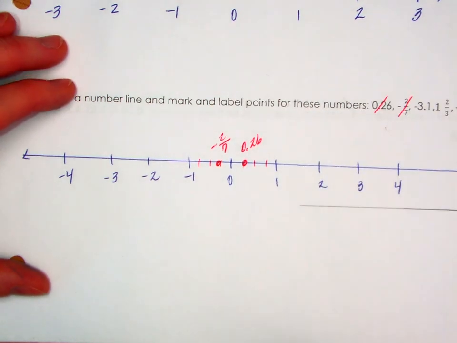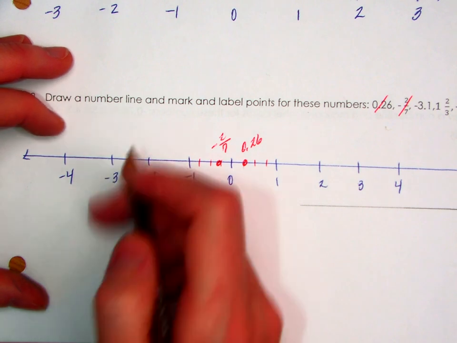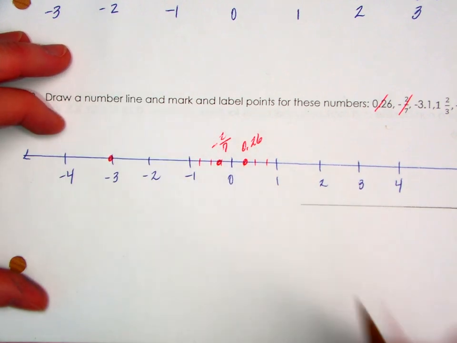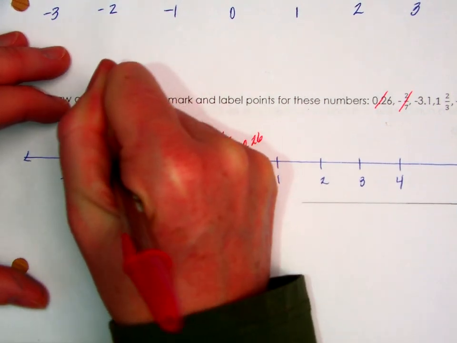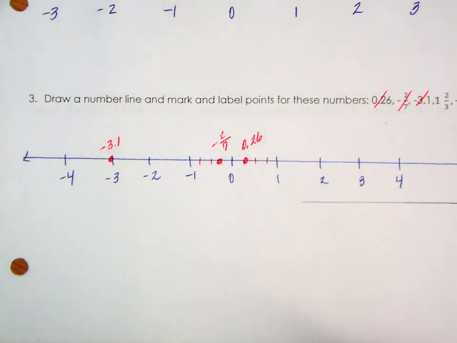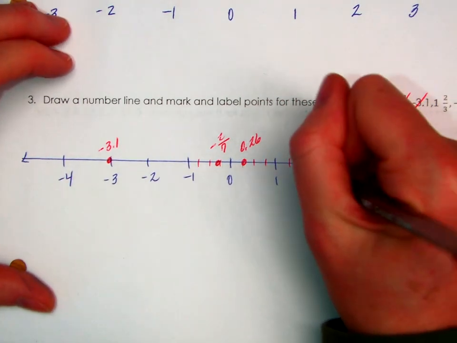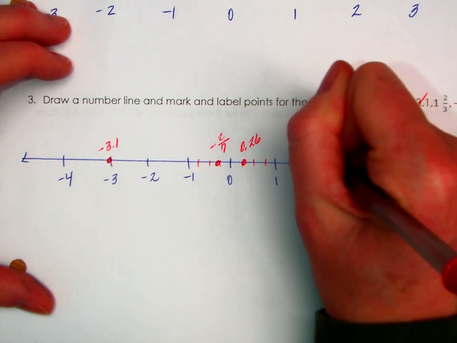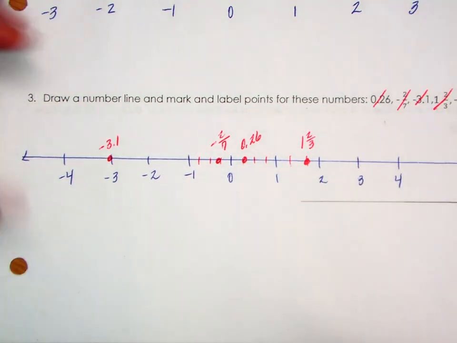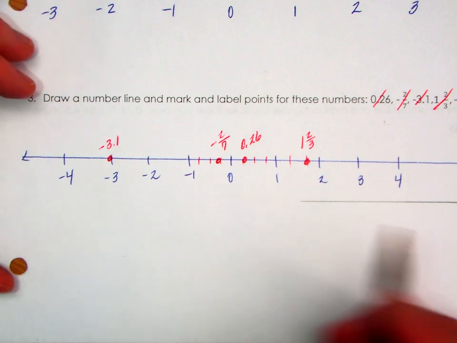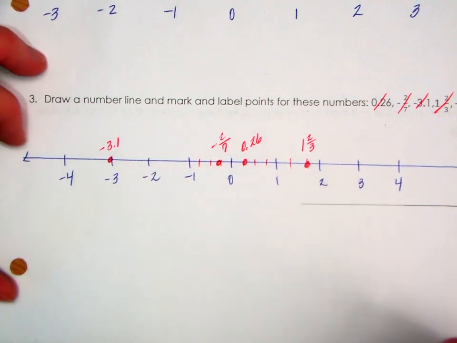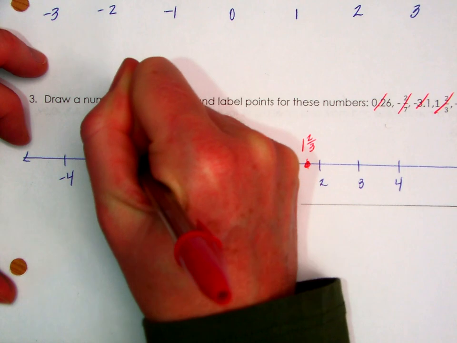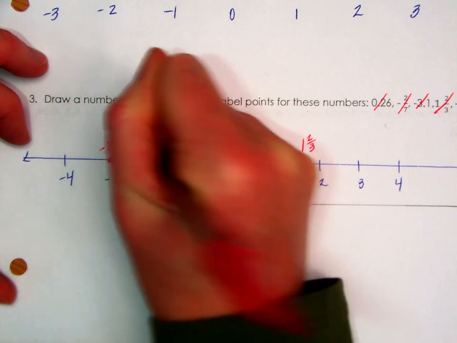So check, check. Negative 3.1. Here's negative 3.1, just a skosh past that. Negative 3.1. Check. 1 2/3. So that would be 1 1/3, 1 2/3. Check. Negative 2 7/8. That is pretty close to 3 without reaching 3. Check.